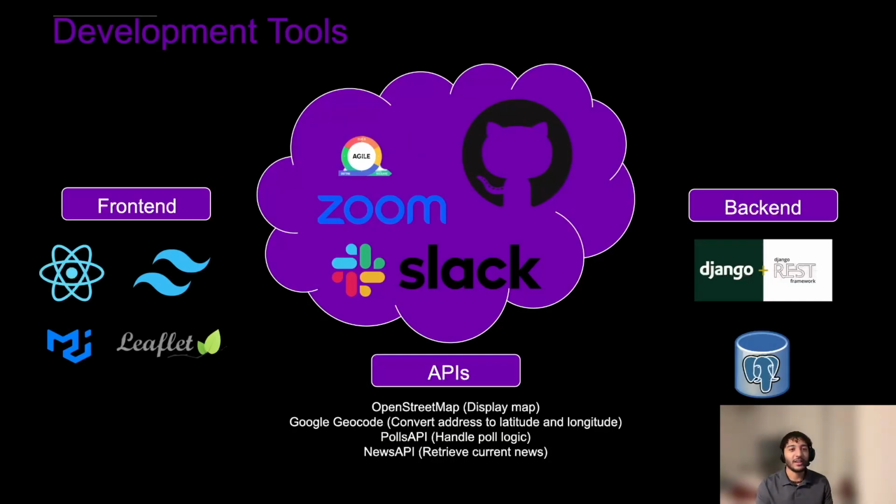All right, and on this slide we have all of our development tools. Within the front end, we used React, Tailwind CSS, MUI materials, Leaflet, and for the backend, we use Django and Django REST framework and PostgreSQL for the database. At the bottom, you'll see our APIs that we use as well, which was the OpenStreetMap, which displayed the map, the Google Geocode, which converted the address to latitude and longitude, the polls API, which handled all of our poll logic, and then the news API to retrieve all the current news information.